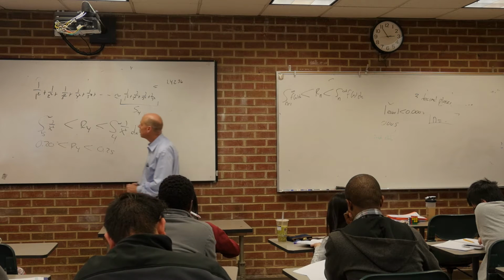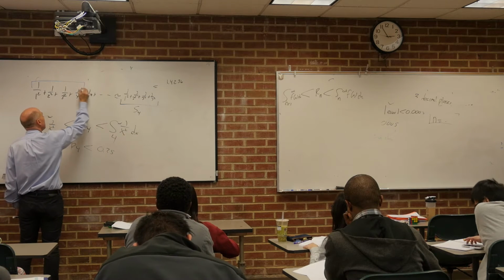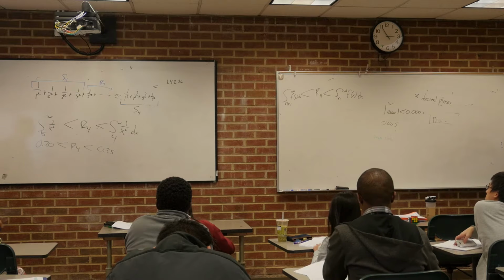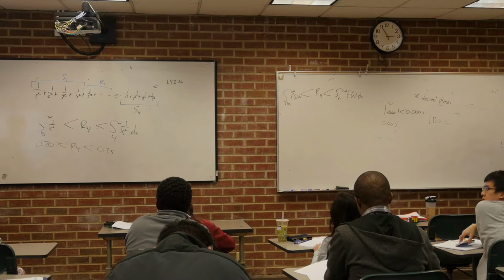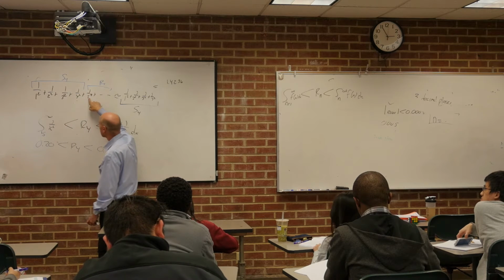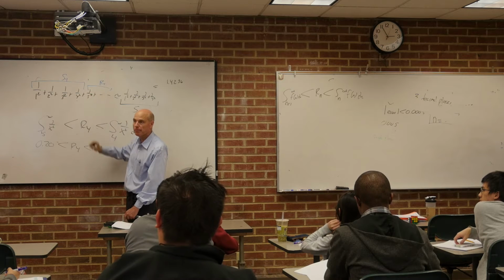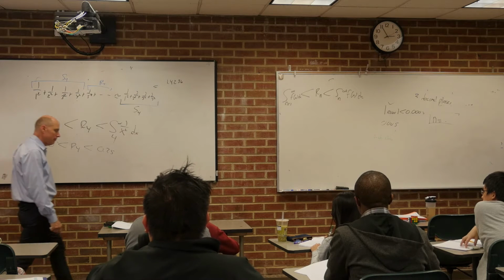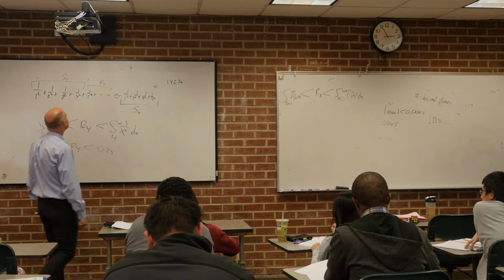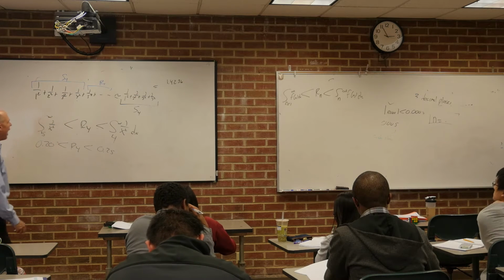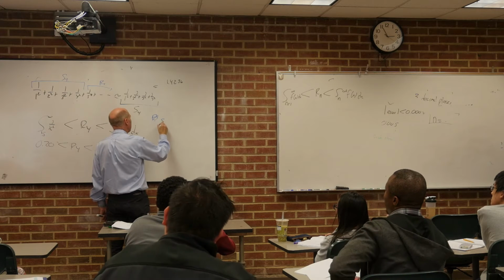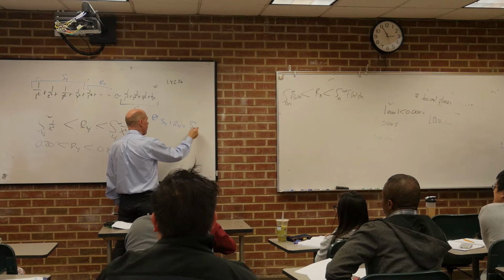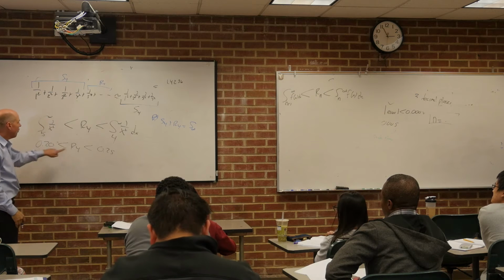So back to my original series, there's the S4, and R4 is what I have left. No. So remember, R4 starts at the 5th term. So R4 is the remainder for S4. So what happens if I add S4 plus R4? If I add those two together, what do I get? I get the entire sum that I'm looking for. I get S infinity.